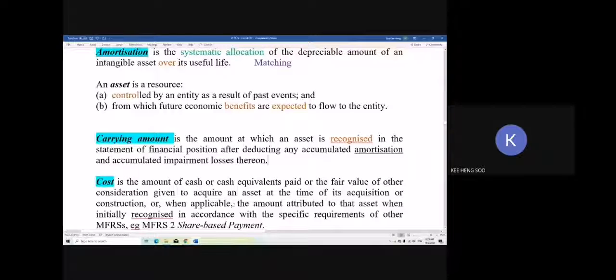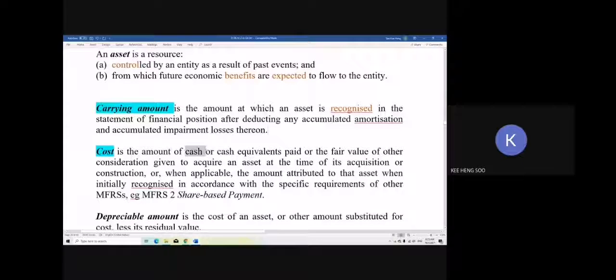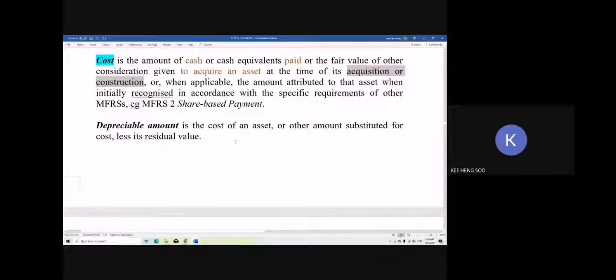Cost is the cash paid to acquire an asset. In diploma, you just need to know cash paid to acquire an asset, full stop. Most of the time it is only acquisition, or sometimes we can have a construction. Depreciable amount, of course, is the same thing, cost less residual value.